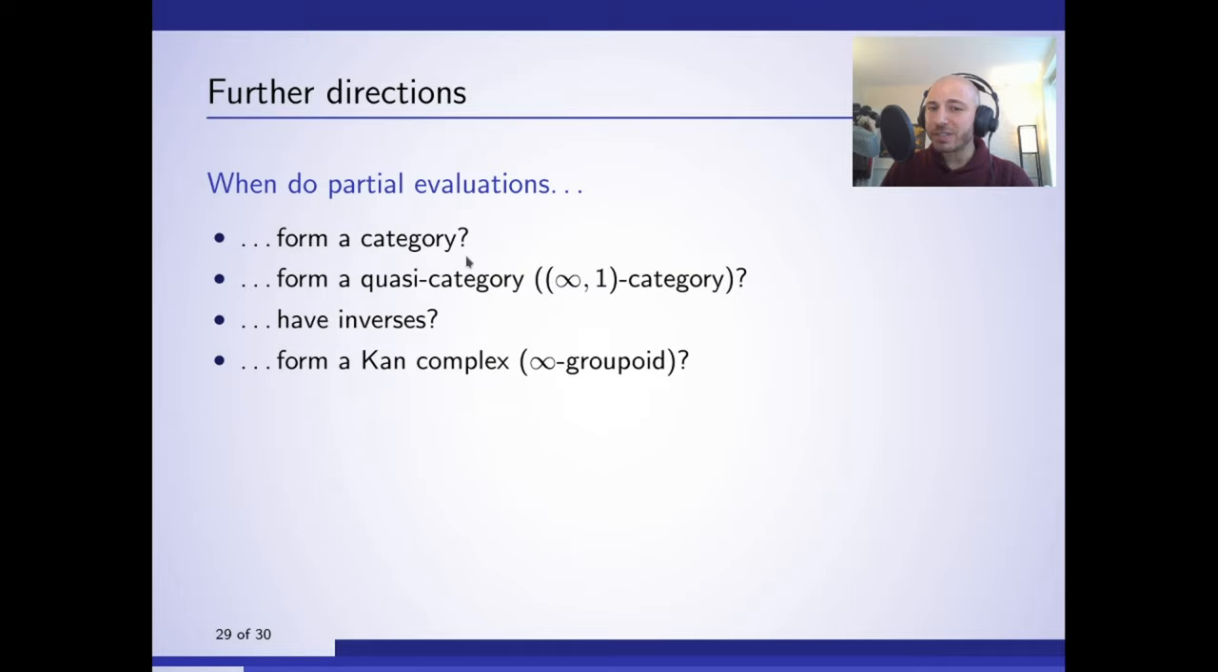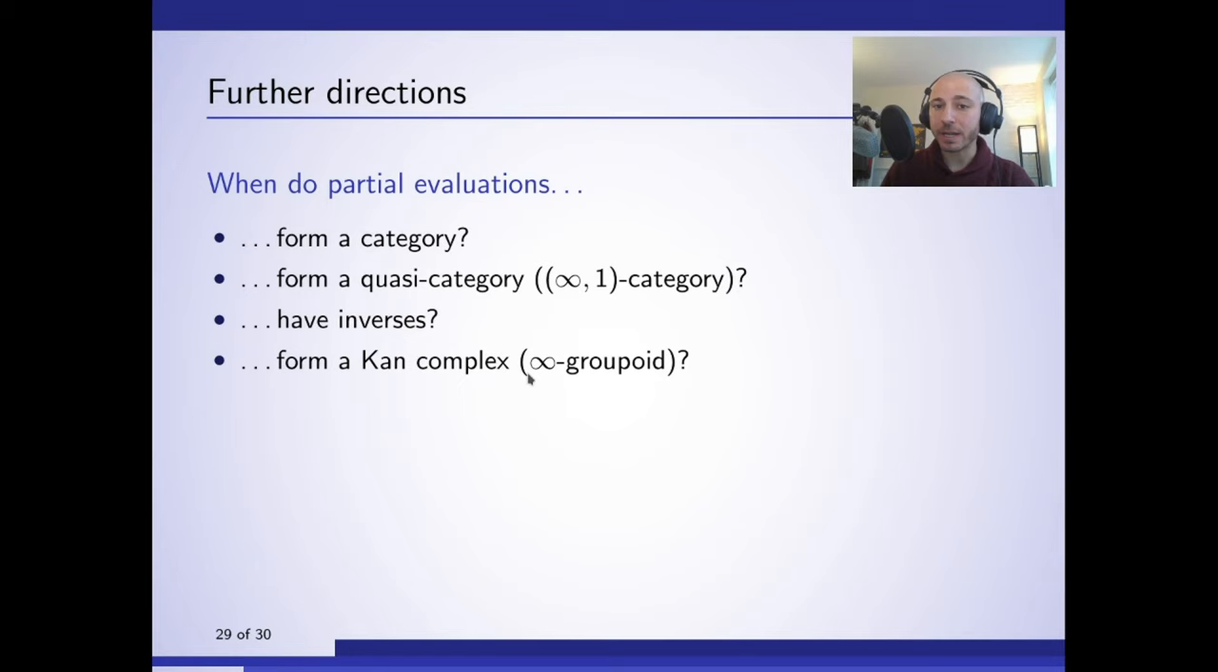Another question is, we saw sometimes these forming differences or going back and negative. So when in general can you invert the partial evaluation? When can you go back? We saw that for group actions you can, for monoid actions, not always. And the weaker version of that is, when do we have an infinity groupoid? Like, when does this partial evaluation simplicial set form a Kan complex? When does the bar construction form a Kan complex?